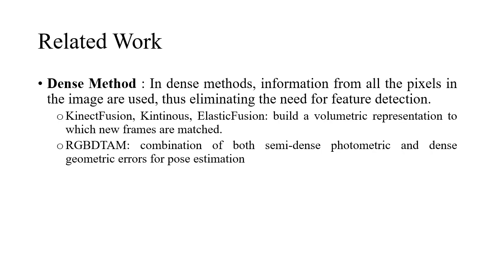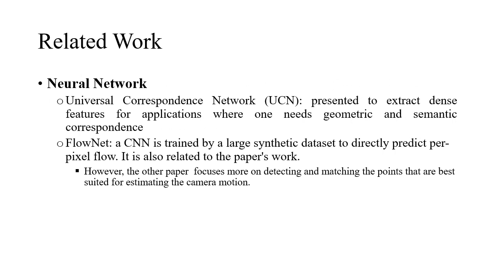Now, this is a new method which combines the previous two traditional methods with neural networks. An example is called UCN, or Universal Correspondence Network. It extracts dense features with a neural network for applications where one needs geometric and semantic correspondence. Another example is called FlowNet, which uses a CNN, or convolutional neural network, trained on a large synthetic dataset to directly predict per pixel flow.